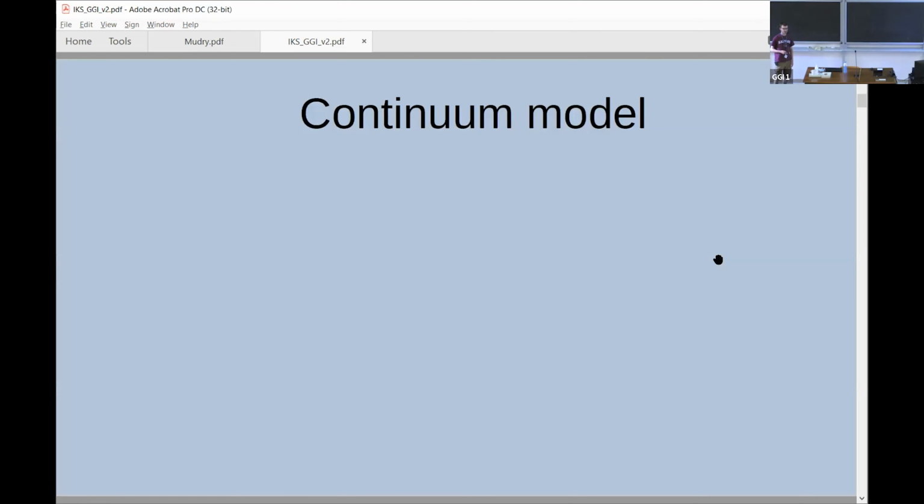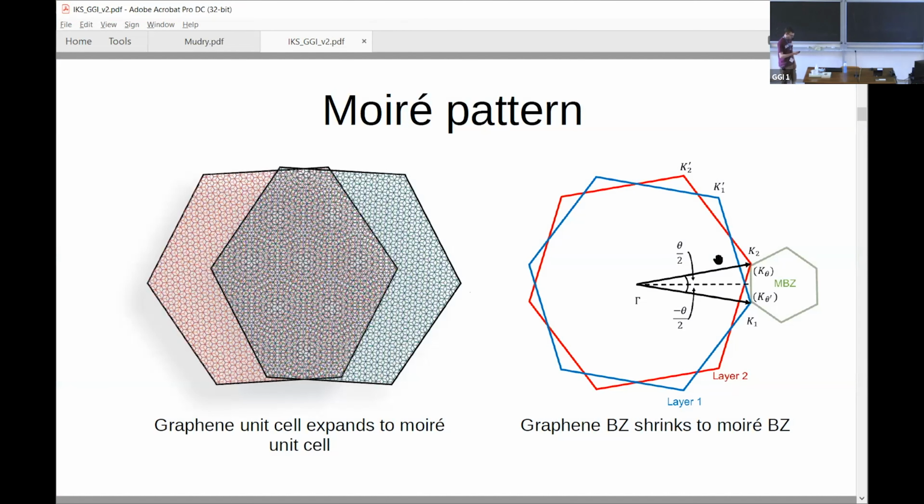So let me start by introducing the so-called continuum model of twisted bilayer graphene, because that's going to be the basis for what I'm going to be talking about today. You've probably seen slides like this many times before. Adi Stern was talking about twisted bilayer graphene as well last week in this conference. But let me just take you through it one more time so that it's fresh in everyone's memory.